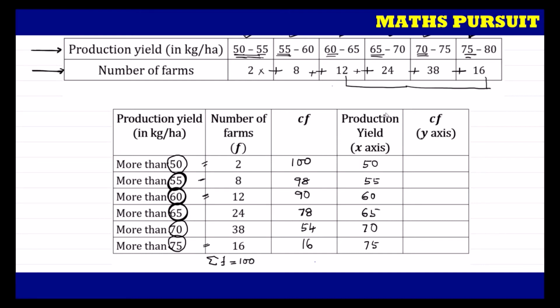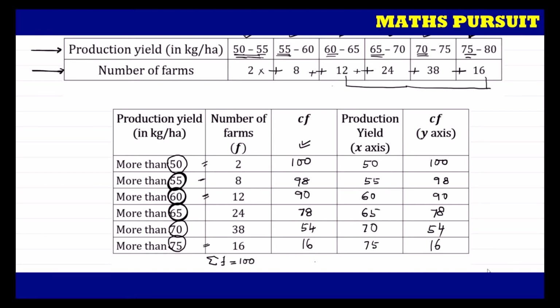Now after finding out the x-axis, let us look for the y-axis. So the y-axis relates to all those figures that we calculated here for cumulative frequency. Simply we need to copy and paste all these figures here: 100, 98, 90, 78, 54 and 16. So all these cumulative frequency items are part of the y-axis. Now after finding out the x-axis and y-axis, it would be very easy for us to draw the graph. So let us now see how the more than ogive graph looks for this particular data.